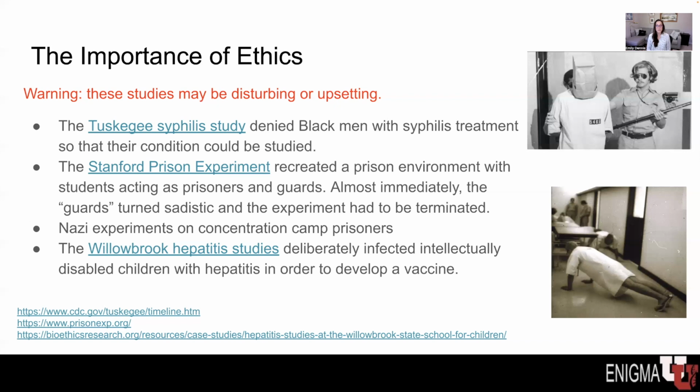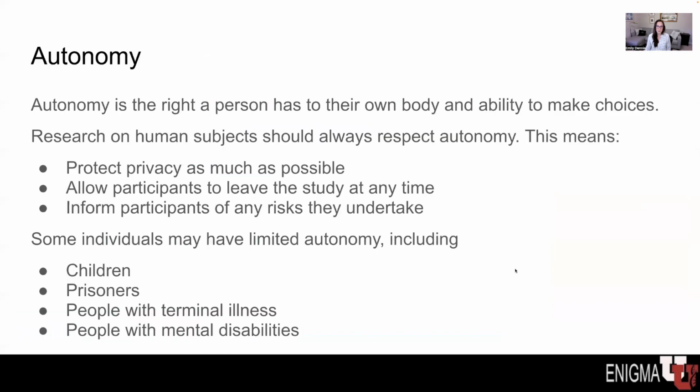So in all cases of these, there was disregard for human rights. There was, in some cases, lack of protections for people who were more vulnerable, whether it's children, people who are sick, people who are prisoners, people who are intellectually disabled. In all cases, these can be protected groups. So these are all very unethical studies that we all study so that we know what not to do.